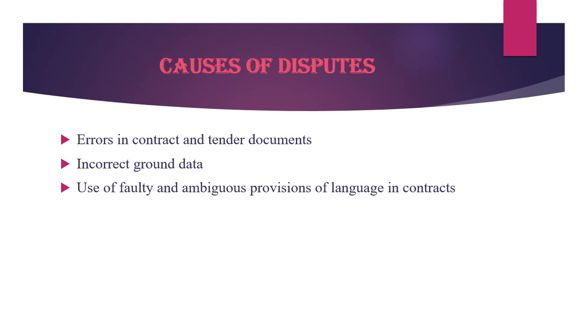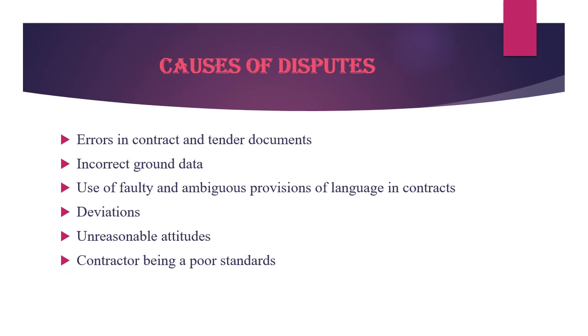Next is the use of faulty and ambiguous provisions of language in contracts. The other one is deviations in contract documents or deviations in works. Because of unreasonable attitudes of the client and the contractor, there may be a chance of dispute. If the contractor's work is of poor, substandard quality, there may be a chance of dispute. Because of unfair distribution of risk, a dispute may also occur.